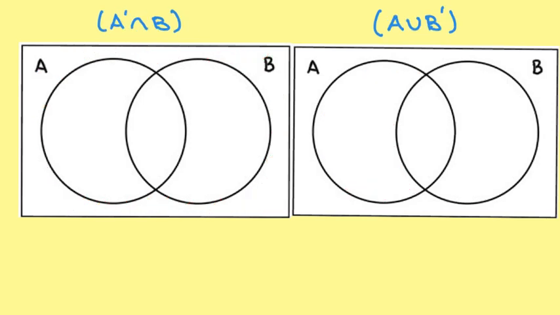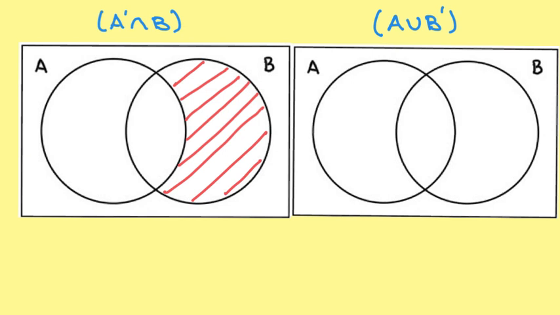In the first diagram, we want to know not A intersection B. That stands for everybody who doesn't like apples and does like bananas. So everybody here doesn't like apples and they do like bananas.